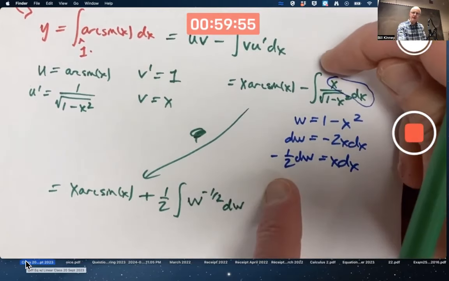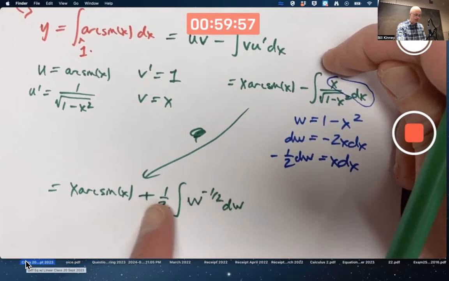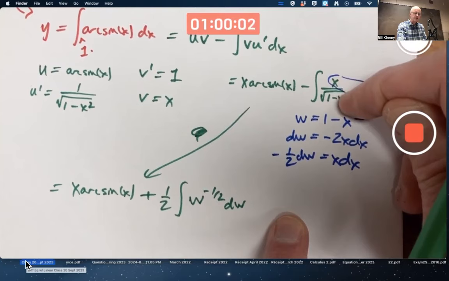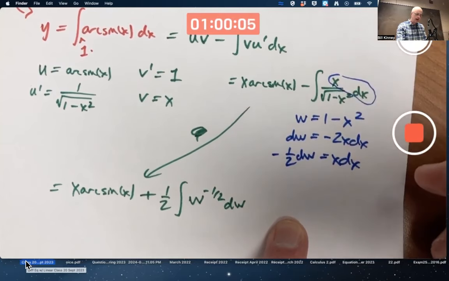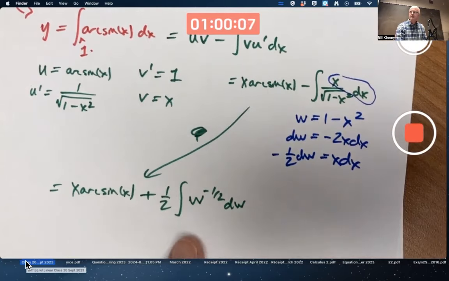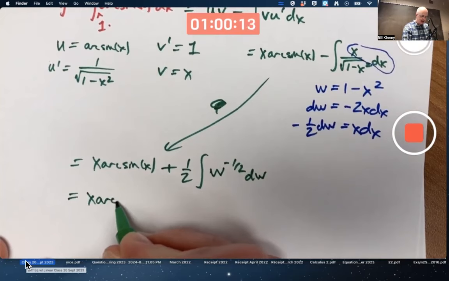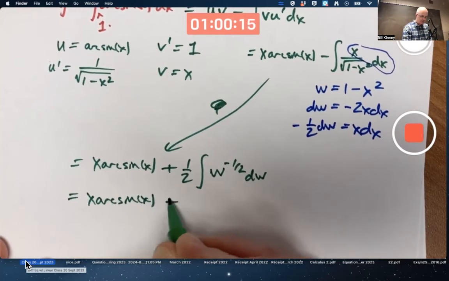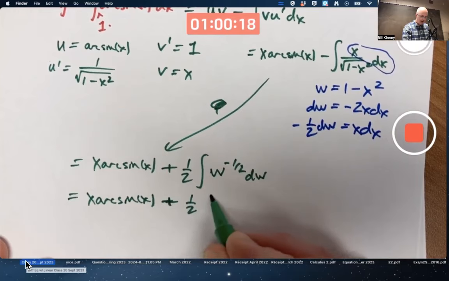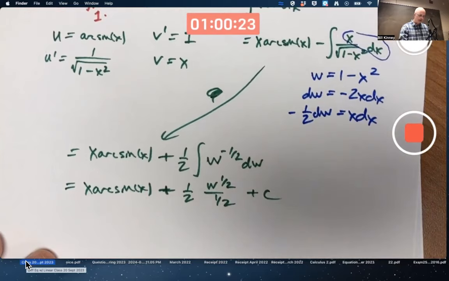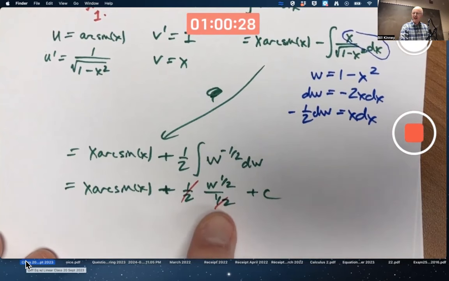Again, the two minus signs make a plus. The 1/2 can come out in front. What's left in the integral is 1 over square root of w dw. But 1 over square root of w is the same as w to the negative 1/2. This is good because that integral is now relatively easy to do. Add 1 to the exponent, divide by that same number, plus c. These 1/2s cancel. Right, dividing by a half like that is the same as multiplying the whole thing by 2.